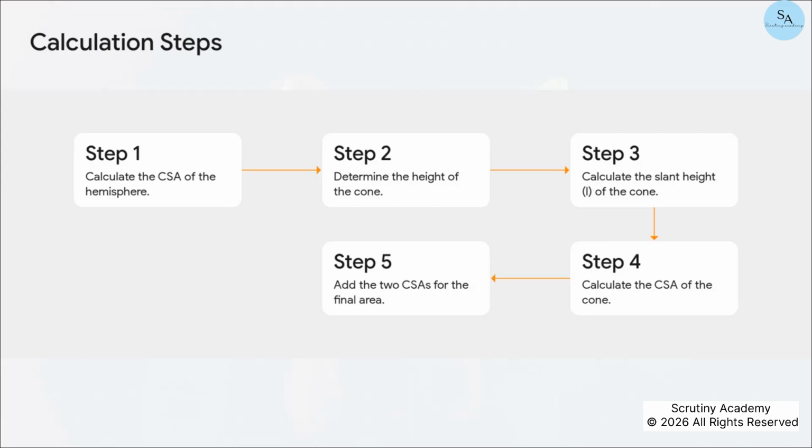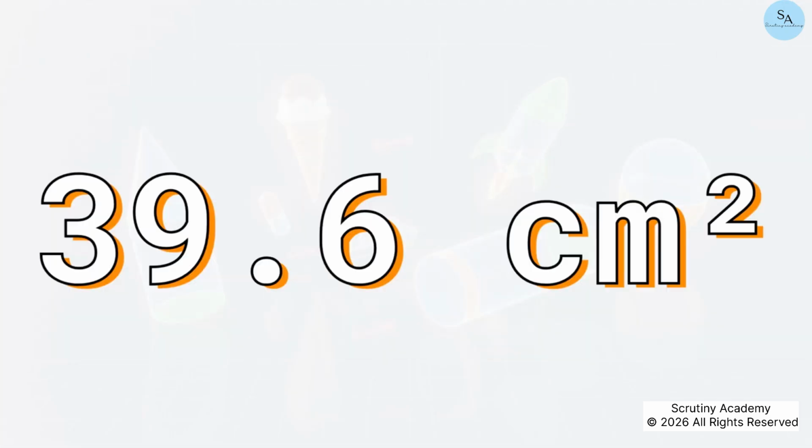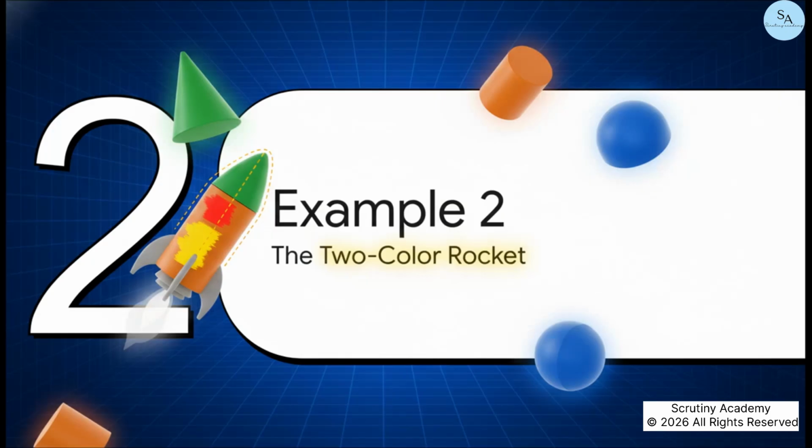Okay, here's our game plan. First up, we'll figure out the curved surface area of the hemisphere. Easy enough. Then, we need to find the cone's dimensions. We'll get its height, and from there, we'll calculate its slant height, L, which is absolutely crucial for finding the cone's surface area. Once we have the curved surface area for both parts, we just add them together, and that's our final answer. And after running all the numbers, the total surface area of the toy comes out to about 39.6 square centimeters. See? When you break it down into simple steps, even a shape that looks tricky becomes a totally manageable problem.